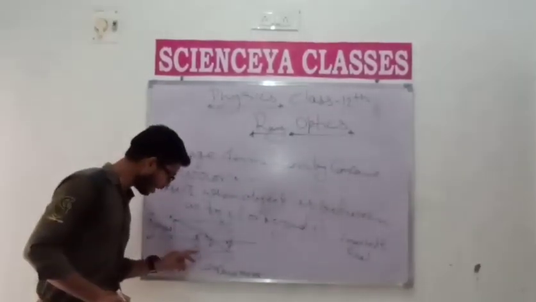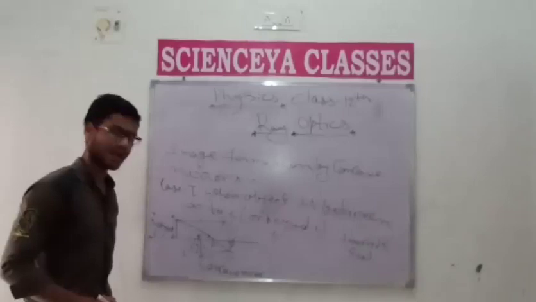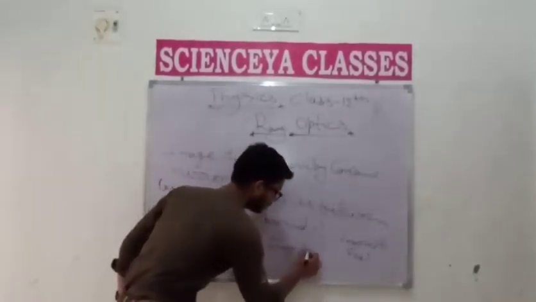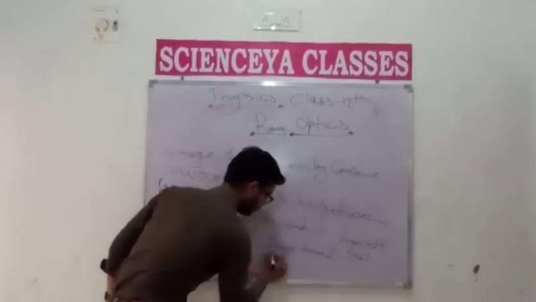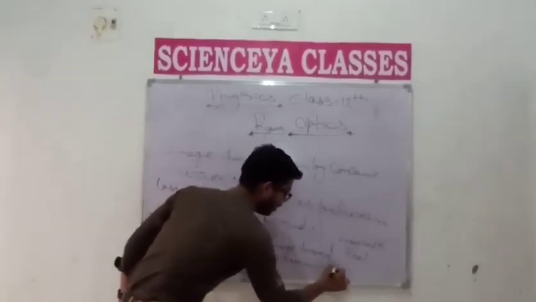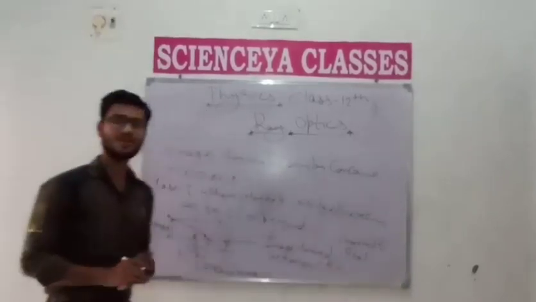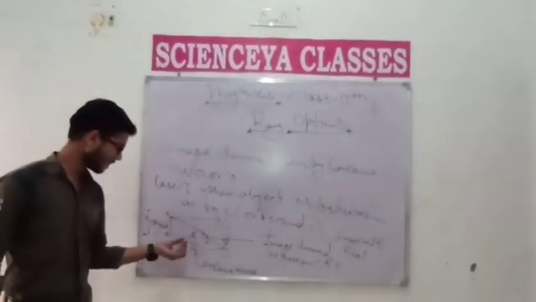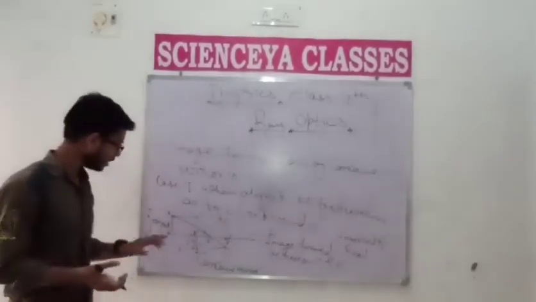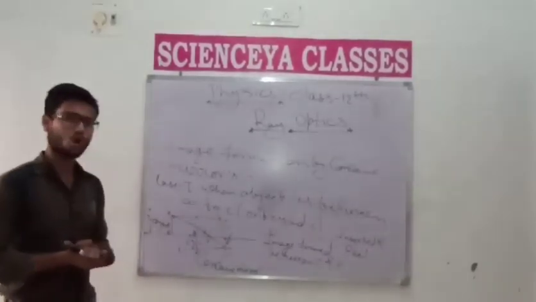And the image is formed between C and F, center of curvature and principal focus. Okay, student? And here you observe that the size of image is not very less than compared to object.